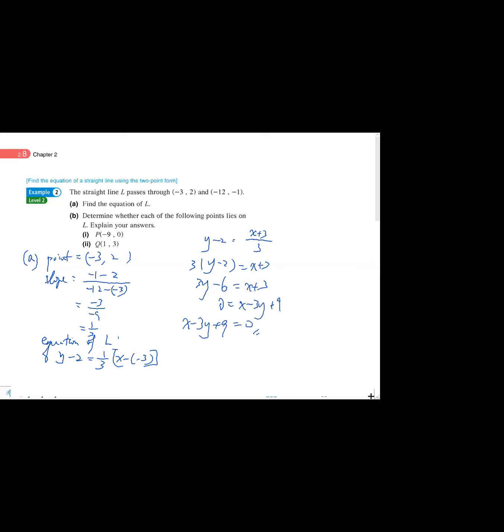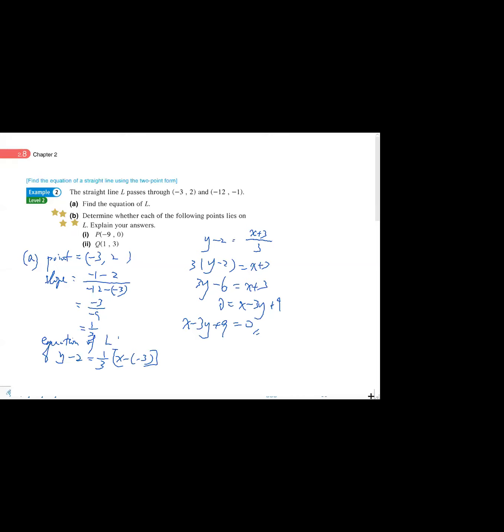Part B, please put a star here. Okay, because some of you may present your solution wrongly. Okay, I mean just the format of your solution. The question asks you to determine whether each of the following points lies on the straight line L.